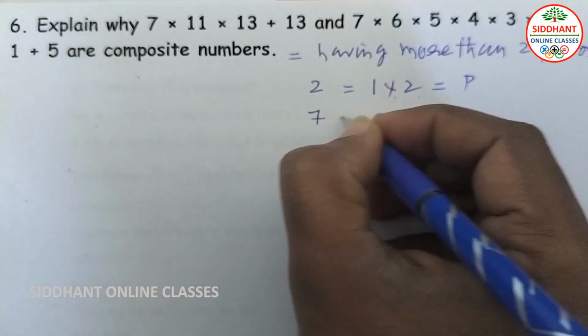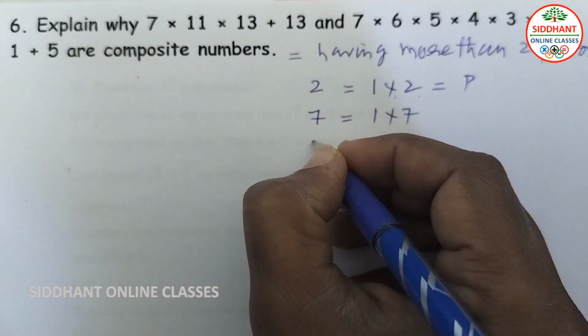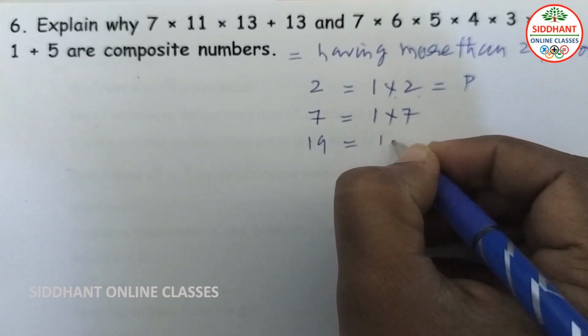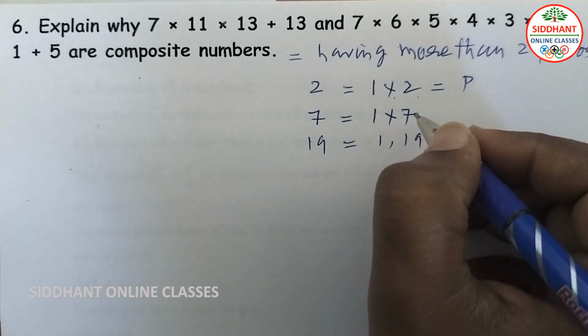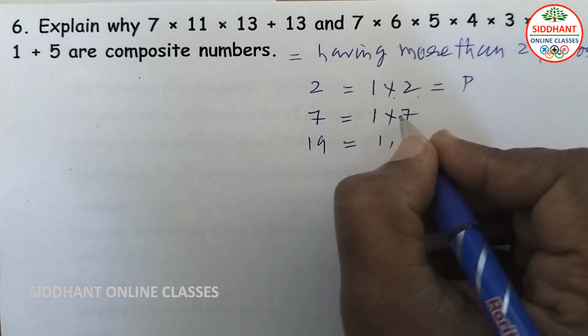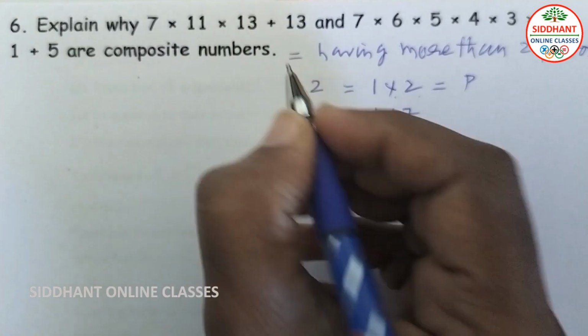Now 7 is there, suppose, then 1 and the number itself. And 19 is there, we say 1 and 19 itself. So these are prime numbers which are having 2 factors. But the number which is having more than 2 factors, then we say it as composite numbers.